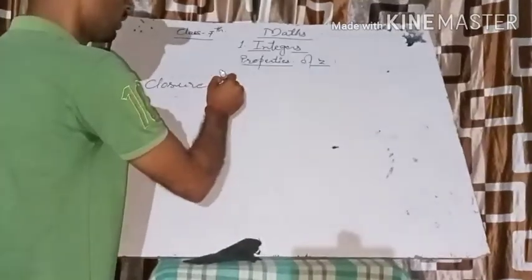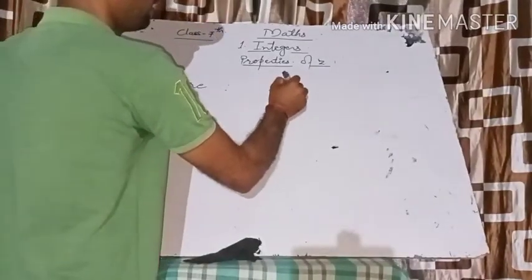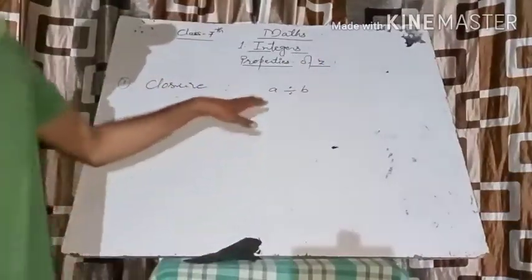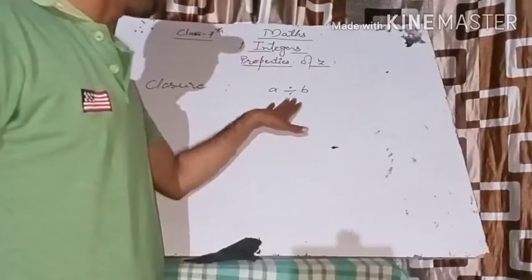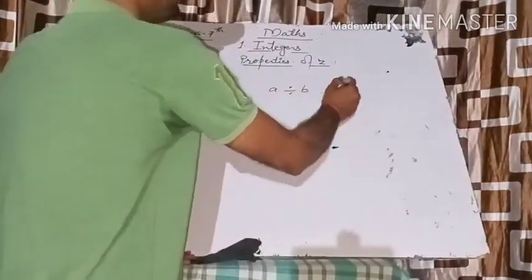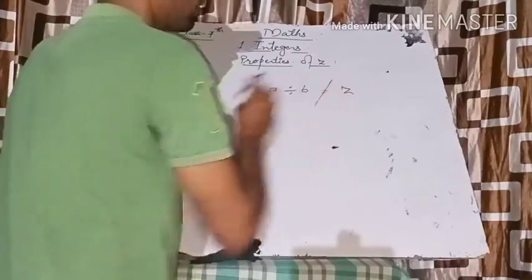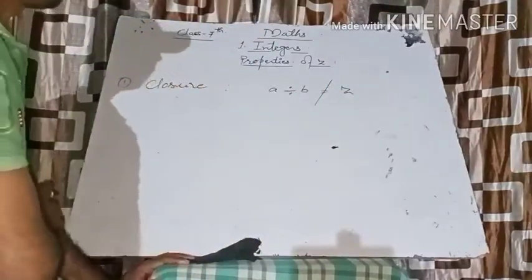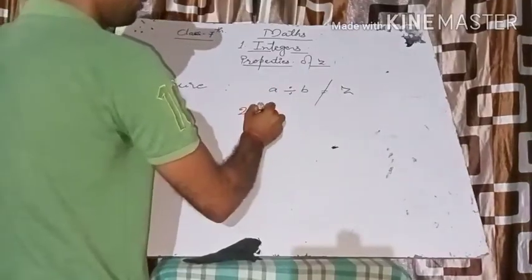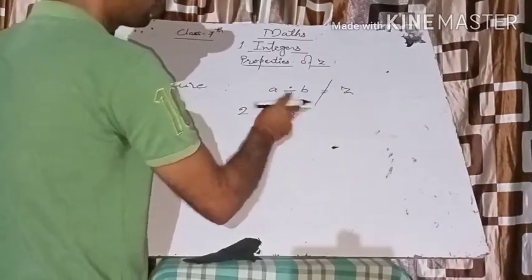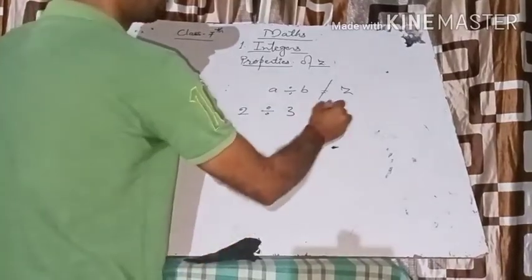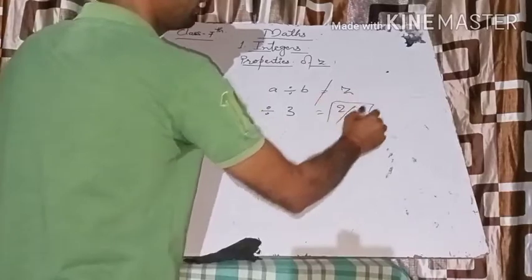Now suppose that a and b are two different integers. It is not necessary that whenever you divide a by b you will get an integer. Clear? Suppose that 2 is a and 3 is b, both are integers, but whenever you divide 2 by 3, you will get a rational number, not an integer.